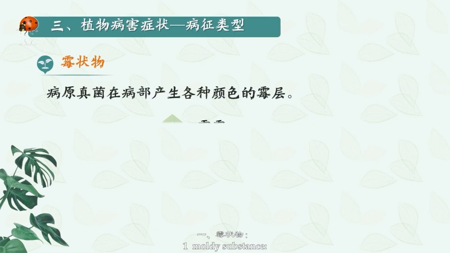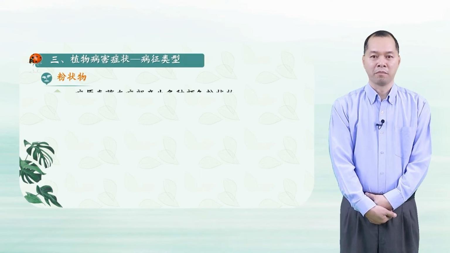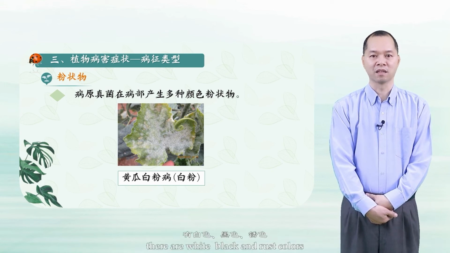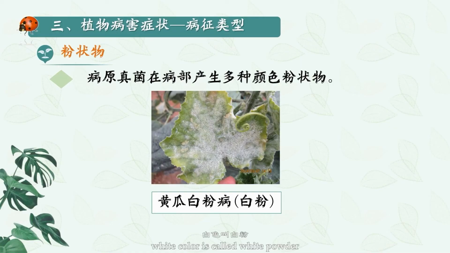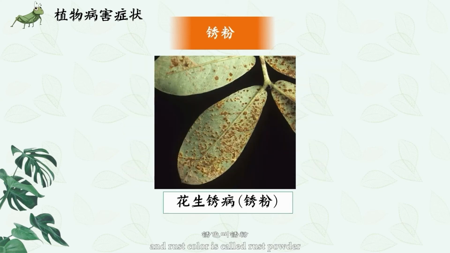1. Moldy substance. A layer of various colors produced by pathogenic fungi in the diseased part. 2. Powder. Pathogenic fungi produce various colored powdery matter in the diseased part. There are white, black, and rust colors. White is called white powder, black is called black powder, and rust color is called rust powder.